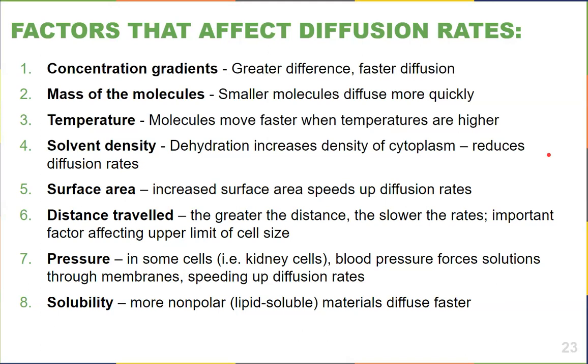Now, if there's a large mass of molecules, meaning that the molecule is really big, the molecule is not going to move fast at all. However, if the molecule is small, then that molecule will move quicker and there will be a quicker diffusion rate. Temperature. High temperatures, hot temperatures, diffusion will happen faster. Low temperatures go slower. Solvent density. Just like the mass of the molecules, if the solvent weighs a lot or is very dense, then it's going to diffuse slower.